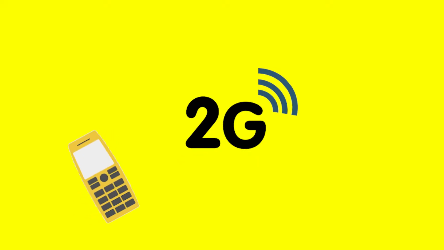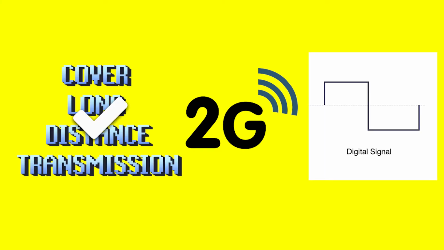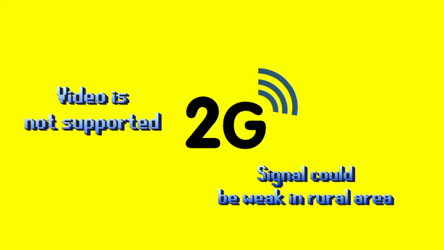Moving on to 2G, 2G has a speed of 64 kilobit per second and it uses digital signal. Therefore, it can cover long distance transmission. However, the signal could be weak in rural areas and video cannot be supported.